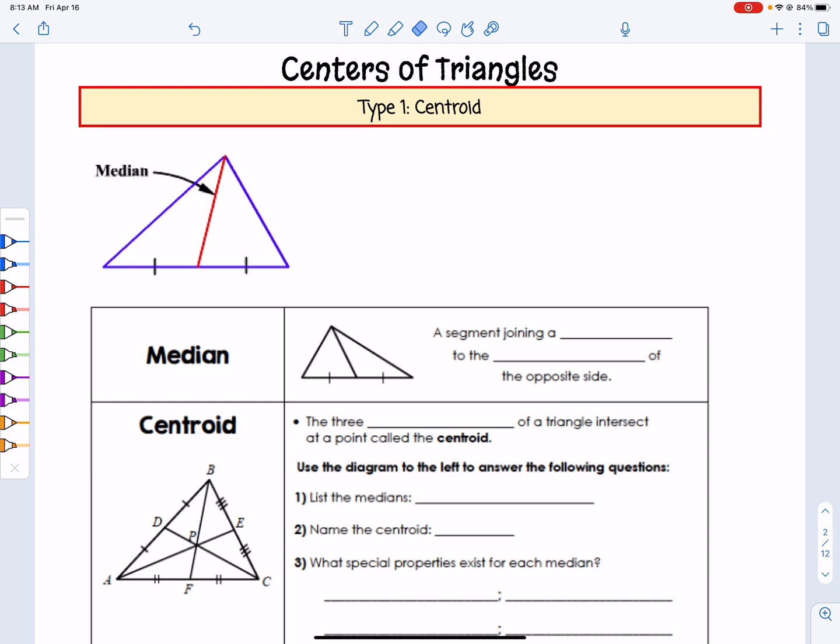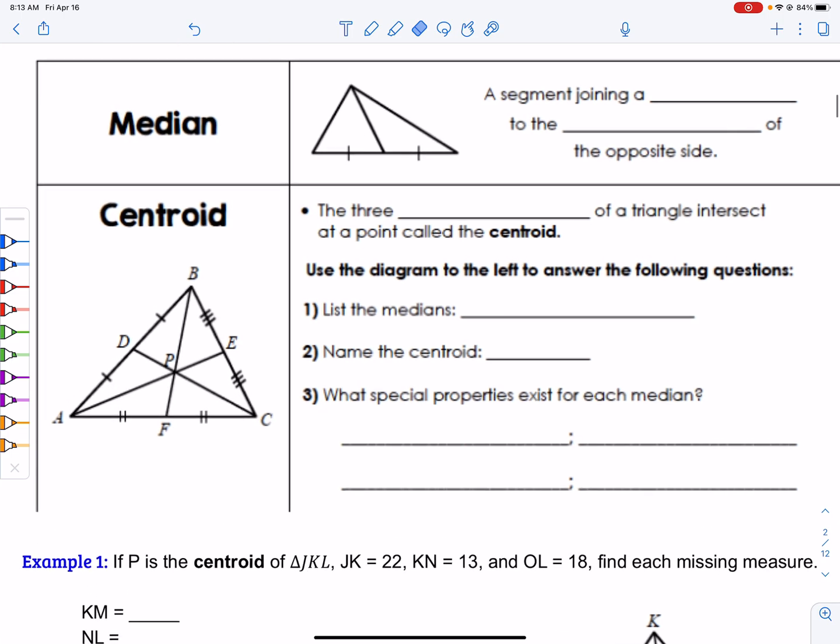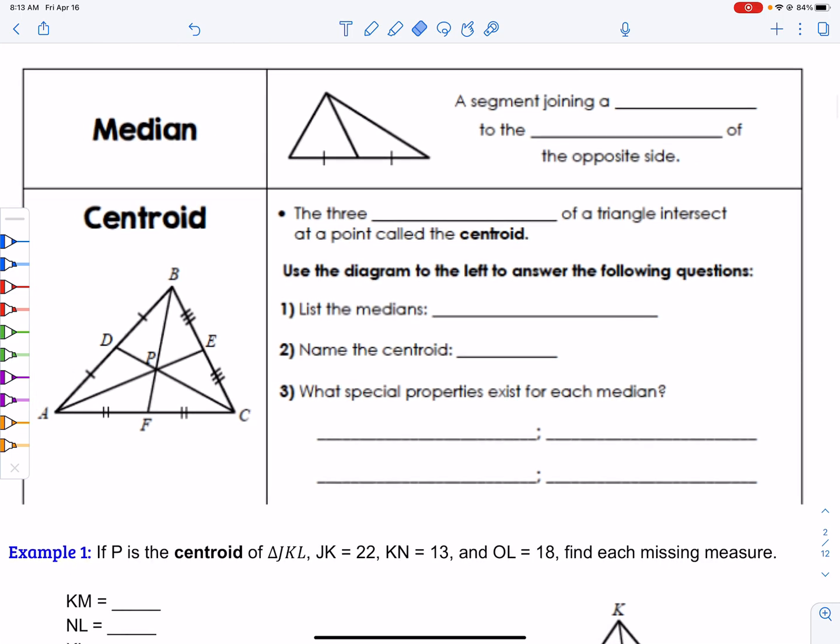So there's a nice picture at the top of the page in color, and let's fill in our notes down here. So your vertex to the midpoint of the opposite side. So let's write that out. Vertex, I've labeled in orange, and the midpoint of the opposite side I labeled in purple. And then the median is right there through the middle.